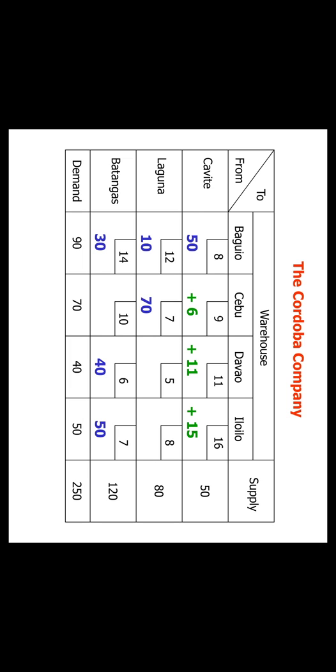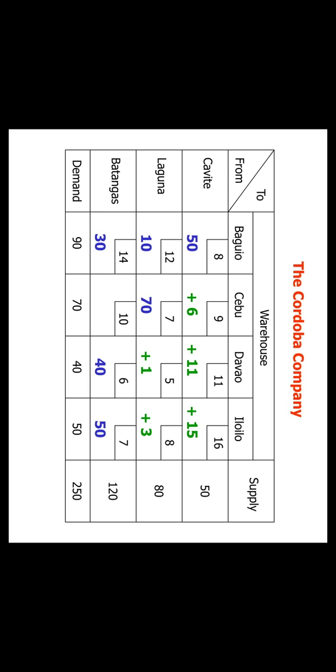Next, a new cell, the one with a cost of 5. The closed path would be from 5, you go down to 6, go left to 14, go up to 12, back to our 5. And then for the improvement index, that would be plus 5 minus 6, which is negative 1, plus 14, which is positive 13, minus 12 is positive 1. Next is the unused cell with a cost of 8. The closed path would be from 8, you go down to 7, go left to 14, go up to 12, back to our 8. So you would have plus 8 minus 7, which is positive 1, plus 14, which is positive 15, minus 12 is positive 3.